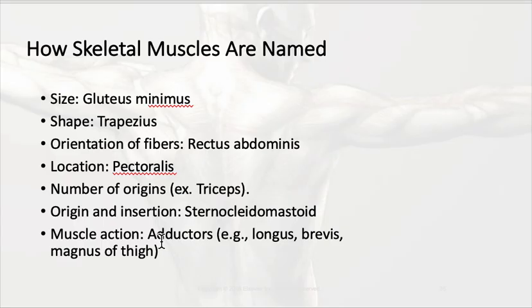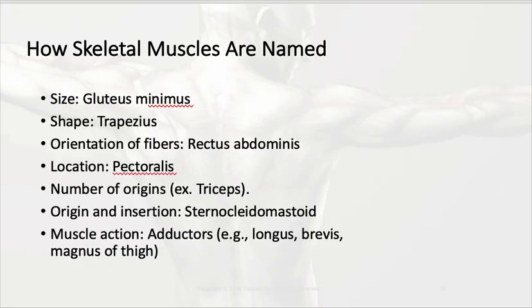So the naming of skeletal muscles is remnant of the function of that particular muscle, but also other aspects of the muscle, such as size. For example, the gluteus minimus or the gluteus maximus. Maximus literally means largest. Minimus means smallest. So some muscles are named based on how big they are. Other muscles are named based on their shape. The trapezius is named because it's shaped like a trapezoid.